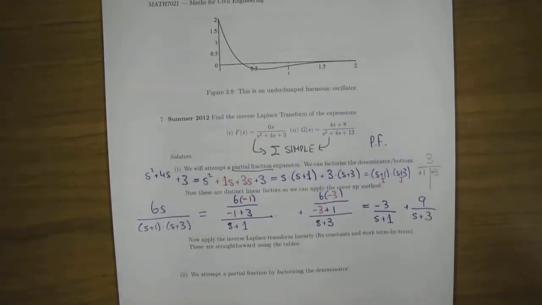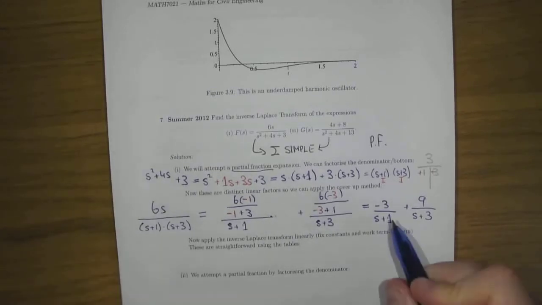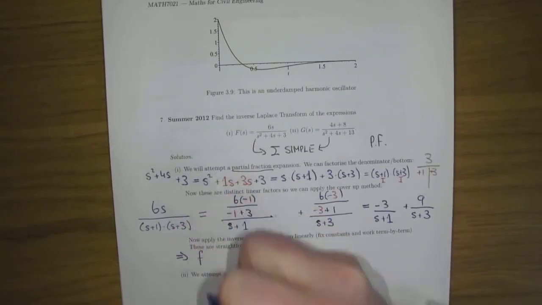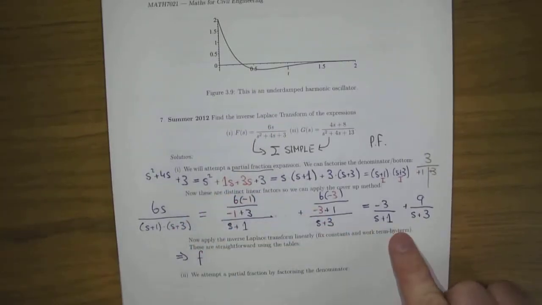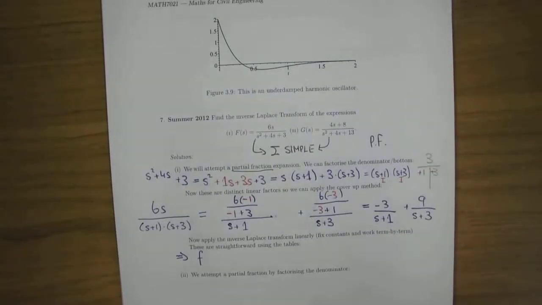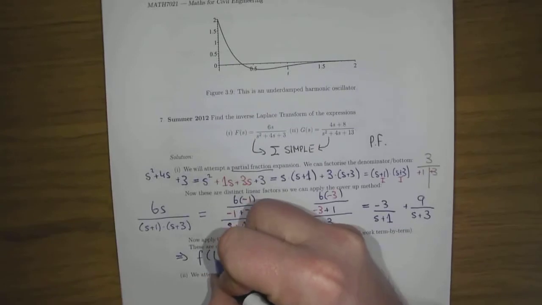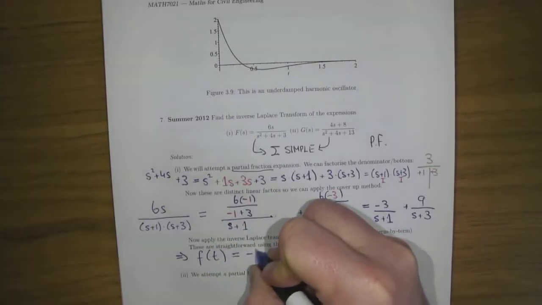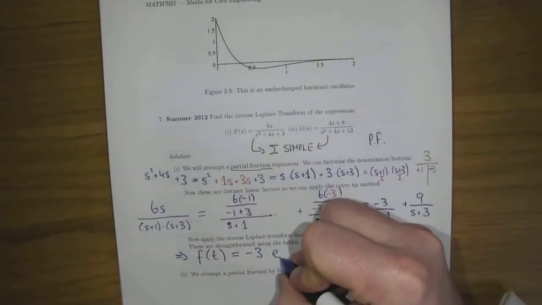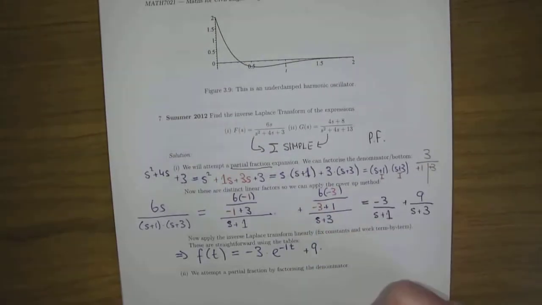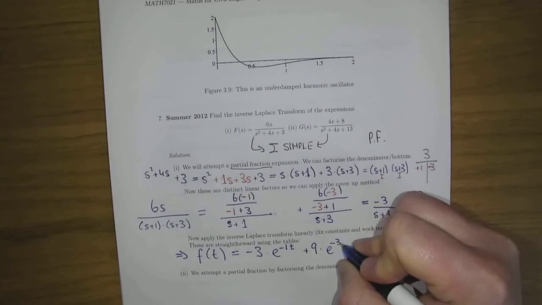And these are in the tables. These can be sent back term by term, fixing constants. The constants here are the minus 3 and the 9. So sending it back, happy days, f of t. Look in the tables for 1 over s plus 1. It's 1 over s plus a, which goes back to e to the minus at. In this case, e to the minus 1t. So fix the minus 3, e to the minus 1t, plus fix the 9, e to the minus 3t.